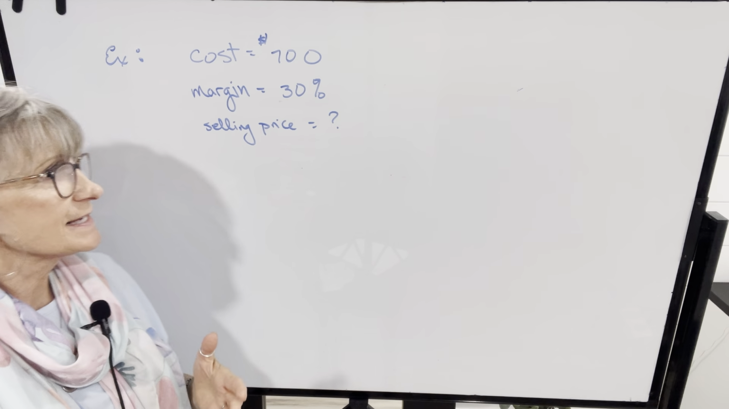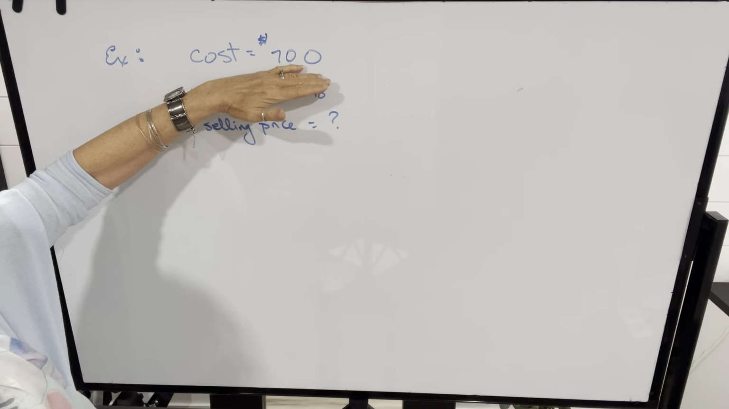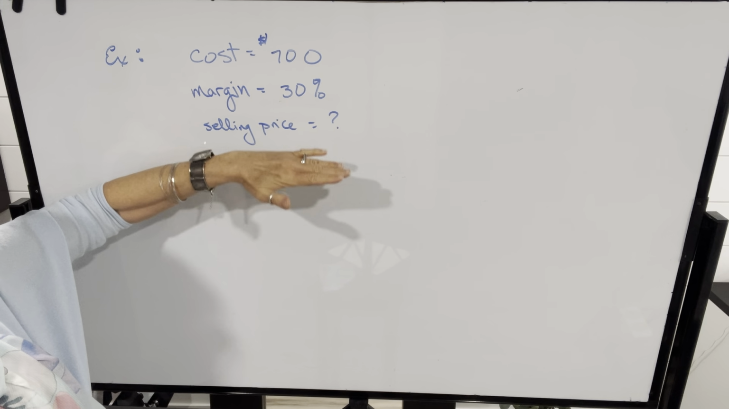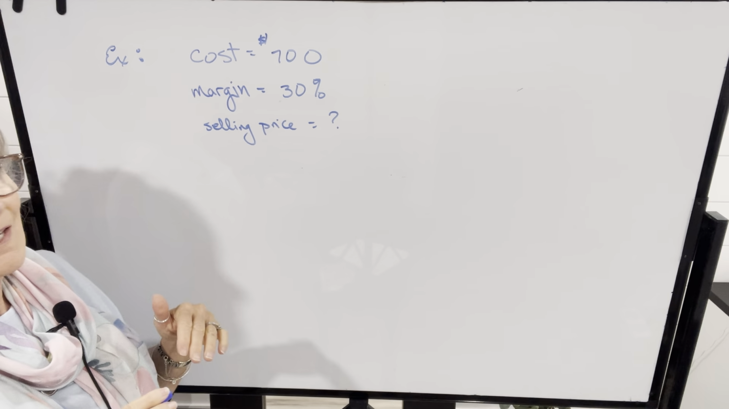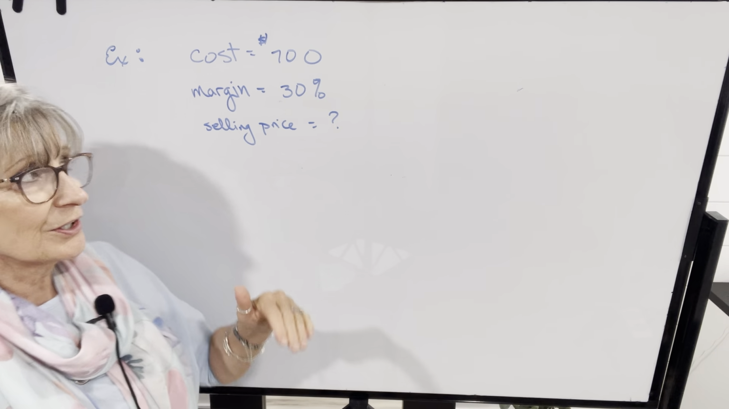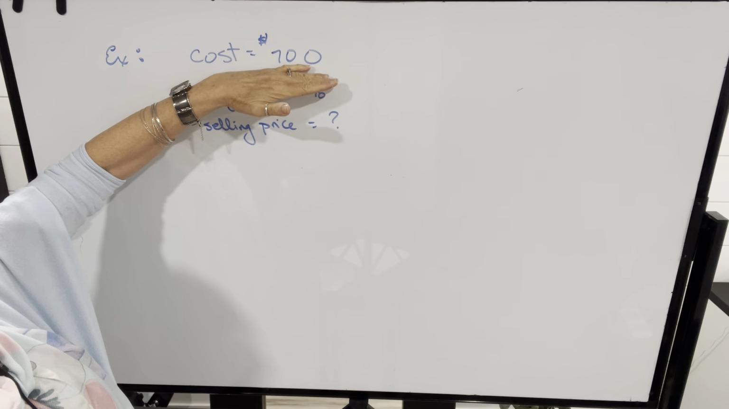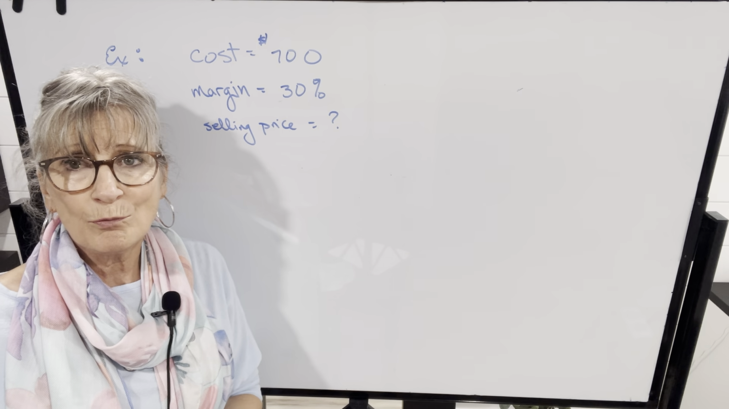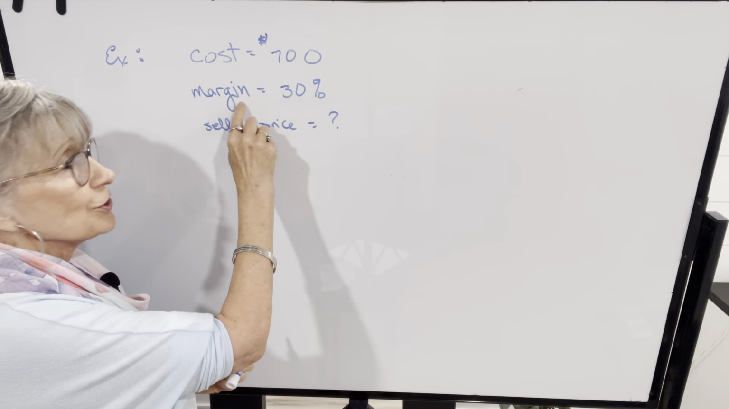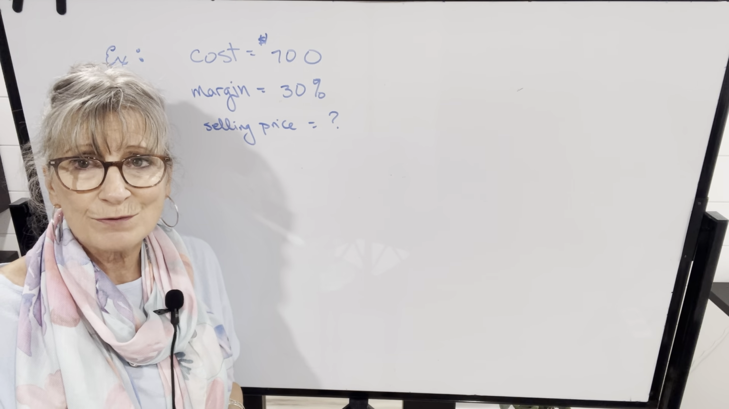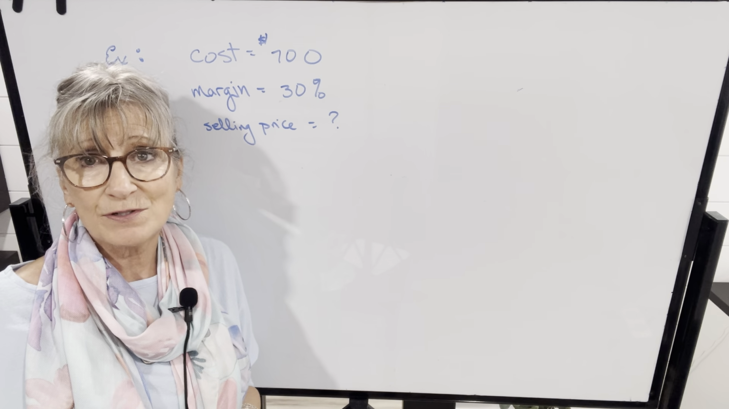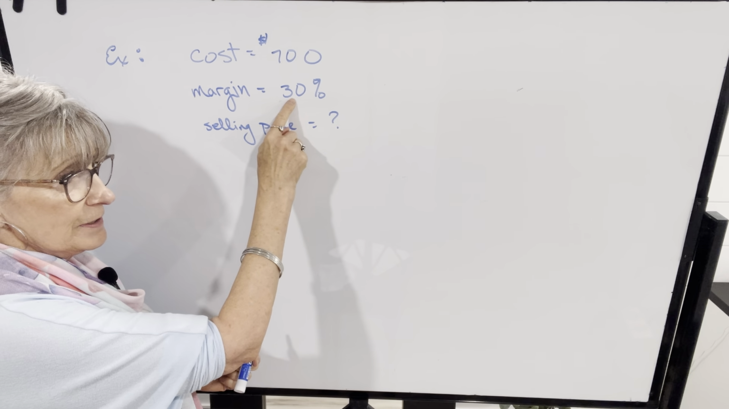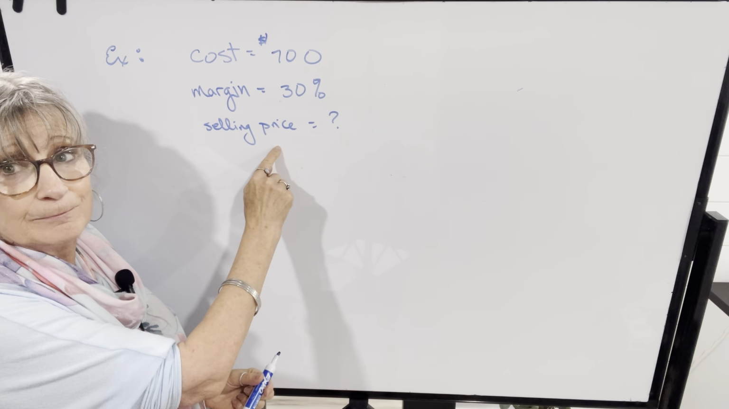So in my first example, I'm told the cost of an item, I'm told the margin, and I'm asked to find selling price. The mistake that most people will make here is they will take 30% of 700 and add it to get the selling price. The problem with that is that we're given margin, not markup. That method works when we are given percent markup. In this case, we're given percent margin, which is based on the selling price.